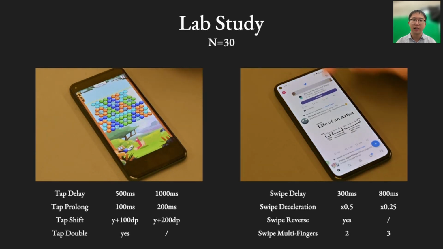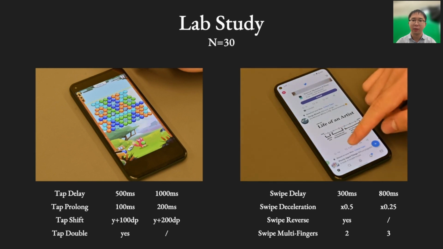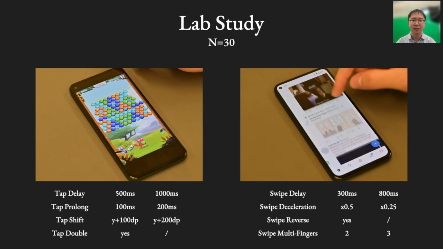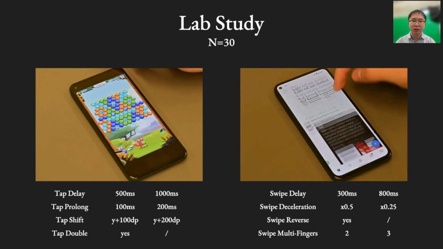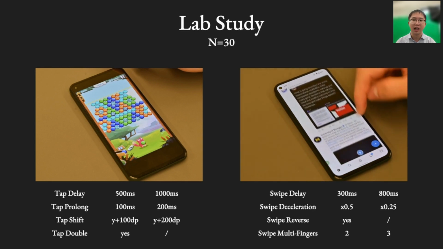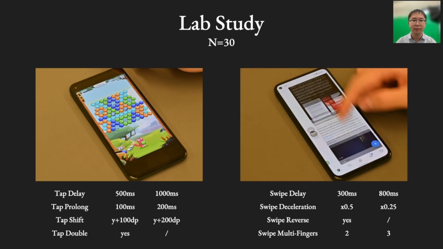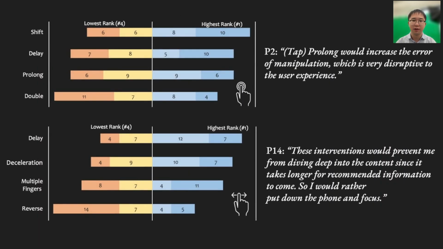We first conducted a pilot lab study with 30 participants to evaluate the usability of different InteractOut implementations on 2 intensity levels. We chose X and Bubble Mania, 2 popular and addictive apps, which represented apps with swipe-heavy and tap-heavy interactions to mimic realistic smartphone usage scenarios. Participants preferred tap delay, tap shift, swipe delay, and swipe deceleration. Other intervention techniques such as tap prolong increase the error of manipulation, which is very disruptive to the user experience.